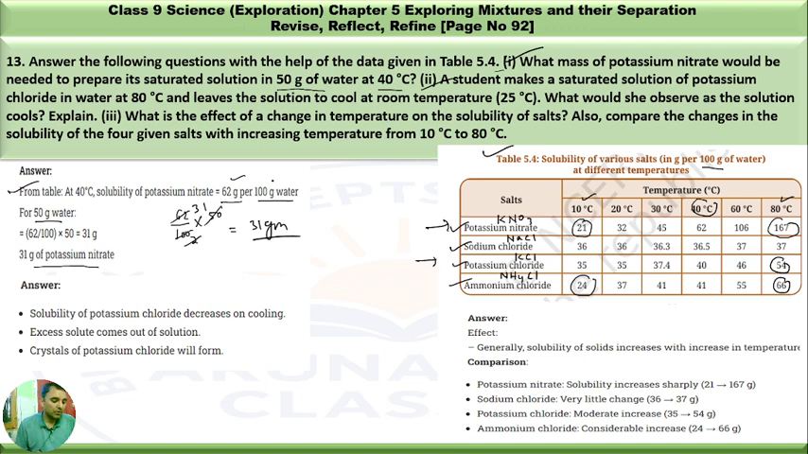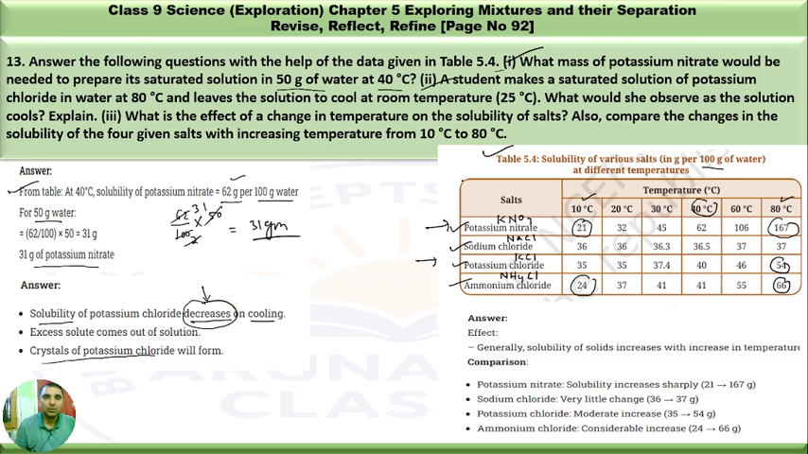The question is: a student has already prepared a saturated solution of potassium chloride in water at 80 degrees Celsius and leaves the solution to cool to room temperature. What would you observe as the solution cools? As it is saturated, solubility decreases on cooling. The first point is the observation by the student that solubility now decreases as the solution is already in a saturated state, and crystals start forming for potassium chloride. So these are the two important key observations: solubility decreases, and crystals of potassium chloride get formed.